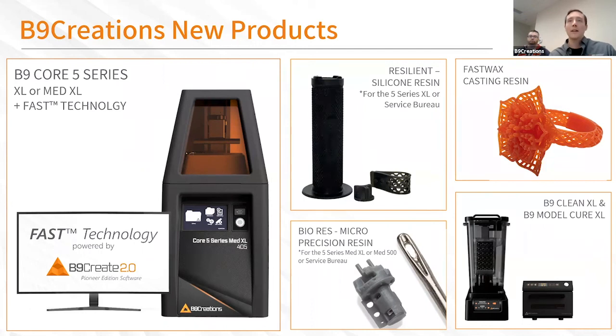So the next one is resilient silicone resin. This is our first elastomer resin, really exciting. It's a very flexible resin and can be used as a silicone-like material there. So very exciting on that one.